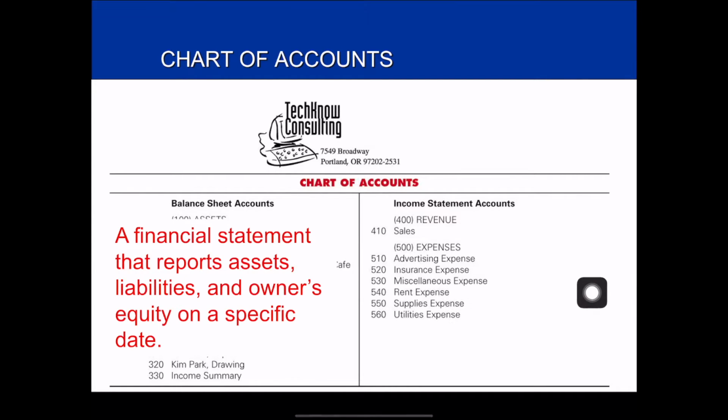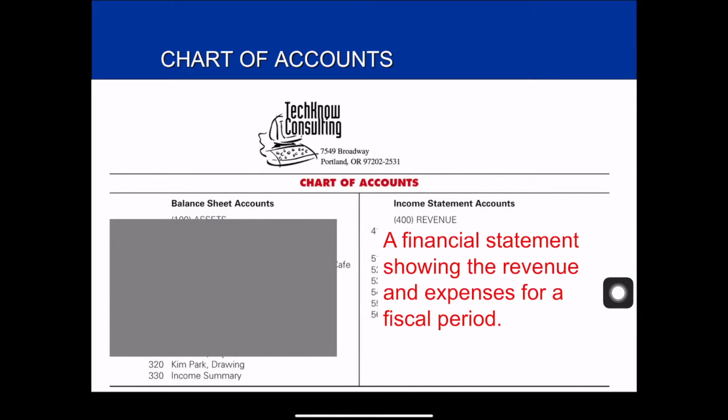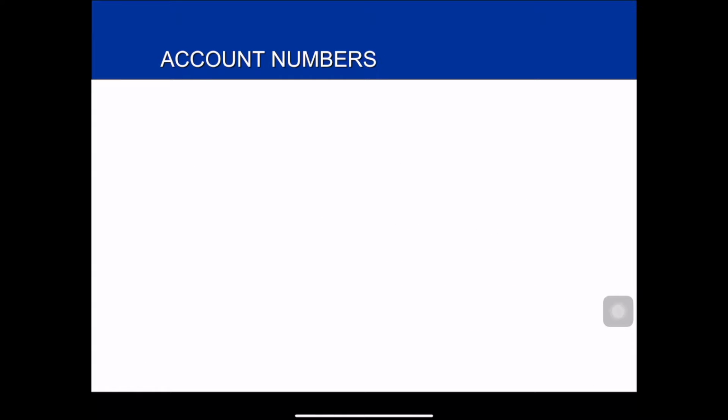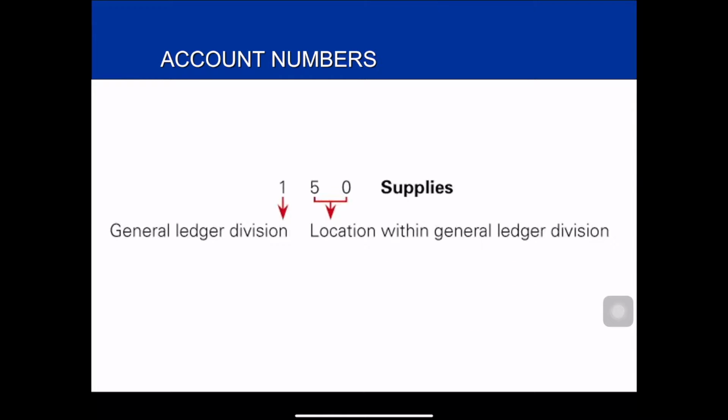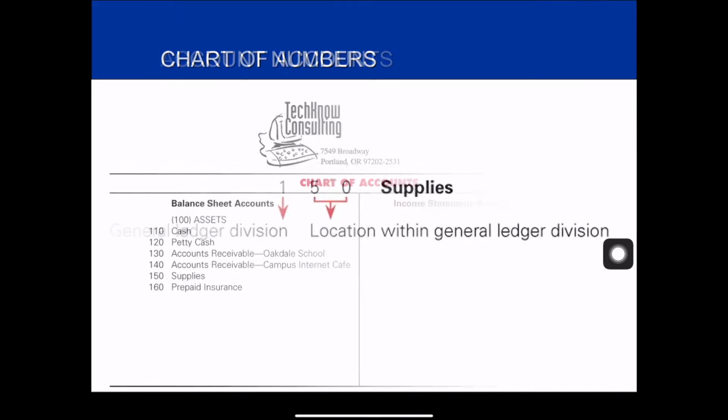On the right side of our chart of accounts, we have what are called income statement accounts. And these are financial statements showing the revenue and expenses for a fiscal period. You have two sides of your chart of accounts. Account numbers, when you start assigning account numbers, they aren't just random. The first number, the number 1 here, is your general ledger division. Your second two numbers is your location within your general ledger division.